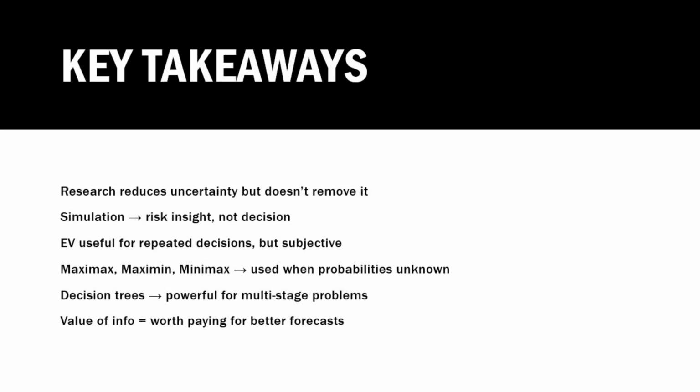Let us recap. Research reduces uncertainty but never removes it completely. Simulation provides insight but not final decisions. Expected value is useful for repeated decisions but ignores human risk attitudes. Maximax, Maximin, and Minimax regret are applied when probabilities are unknown. Decision trees are excellent for multi-stage problems. And information has value only if its benefit is greater than its cost.